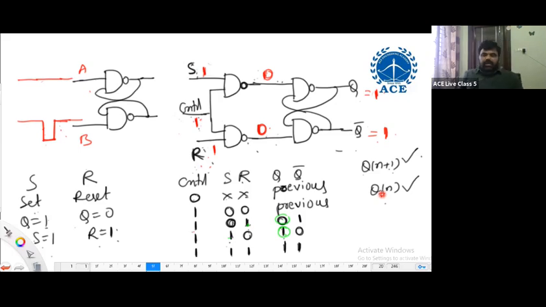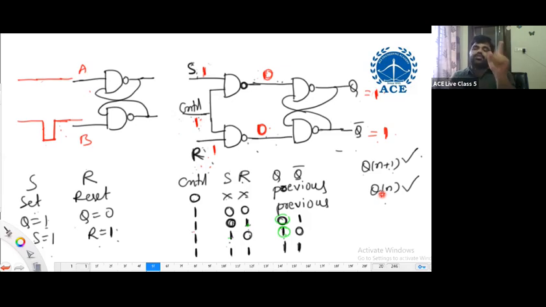Once again, the table we are going to write is very important, which you may be knowing. How we got it, you may not be knowing, and that is the reason I'm explaining clearly. Q of n is the stored value at Q before sensing to the input. Q of n plus 1 is the stored value at Q after sensing to the input.